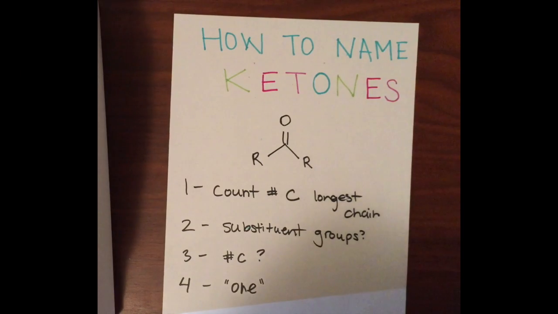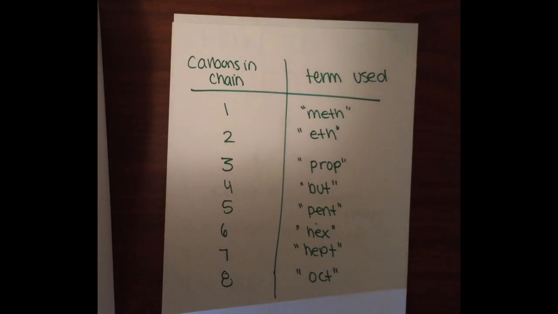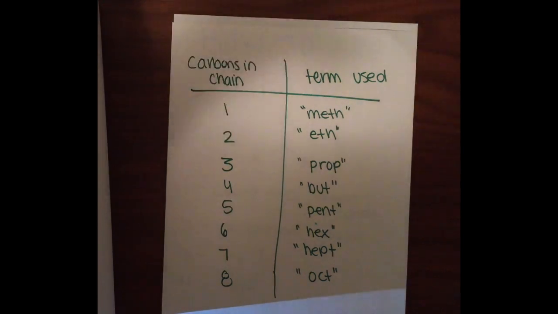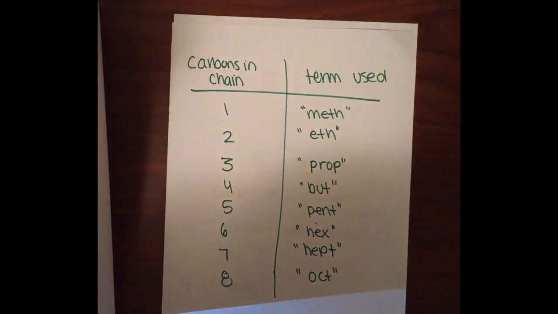Here are some of the terms we'll use to name ketones. You may pause the video if you find this helpful. When we're talking about one carbon, we're going to use the term meth, 2, eth, 3, prop, and you get the idea.